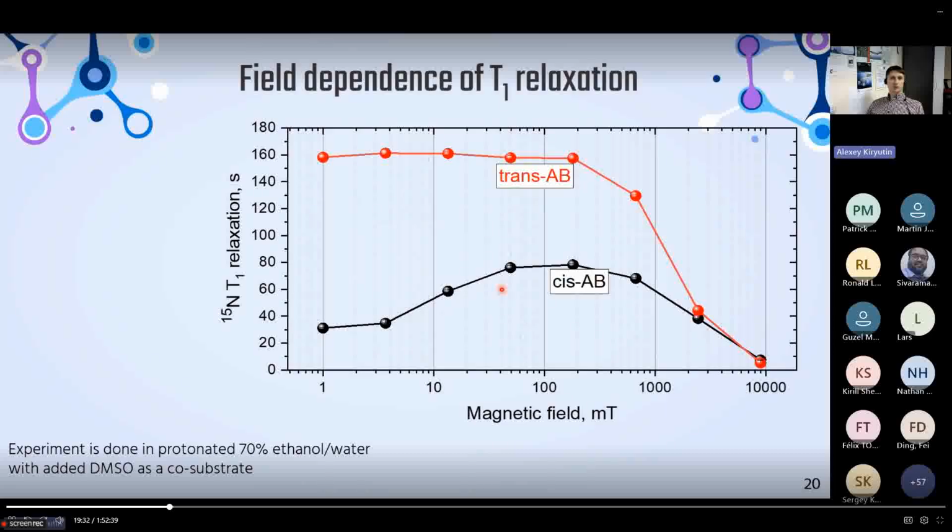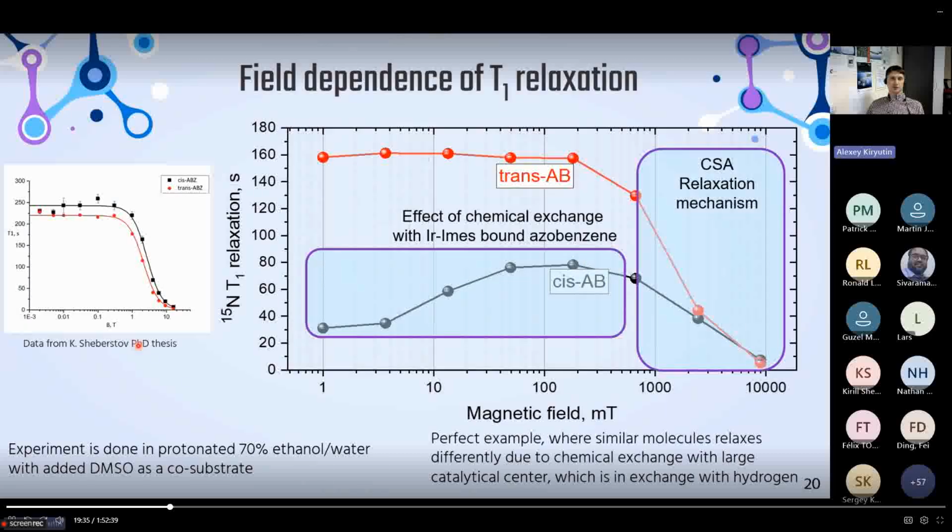slide. When compared to the data obtained by Kiryutin for thermal azobenzene in acetonitrile, we see the T1 behavior of the trans isomer remains unchanged. In contrast, the cis isomer shows significantly faster relaxation in magnetic fields below 100 millitesla. This can be explained by chemical binding to the bulky iridium complex, where the relaxation time is evidently shorter. The sharp drop in the strong magnetic fields is attributed to the chemical shift anisotropy mechanism, and a quadratic increase in relaxation rate with the field strength has been observed.